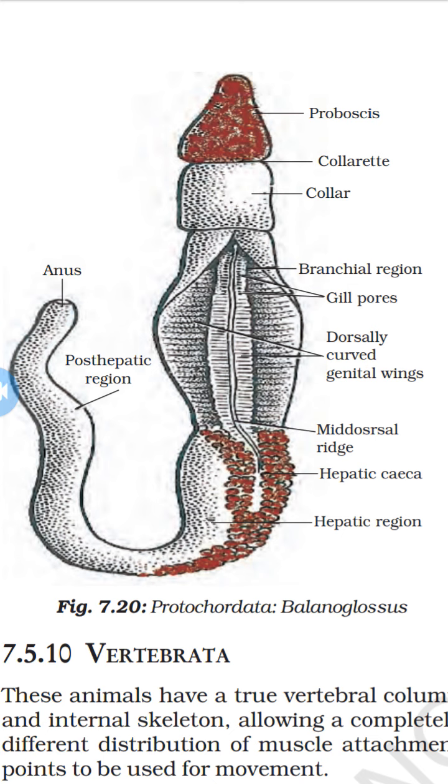Protochordates are marine animals. For example, Balanoglossus, Herdmania, and Amphioxus. All these are well-known, familiar examples of the Protochordata.